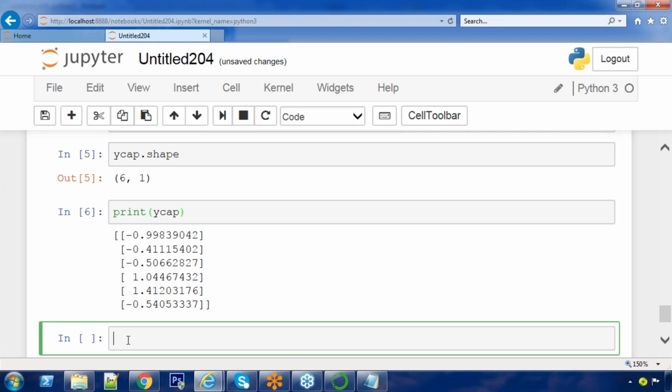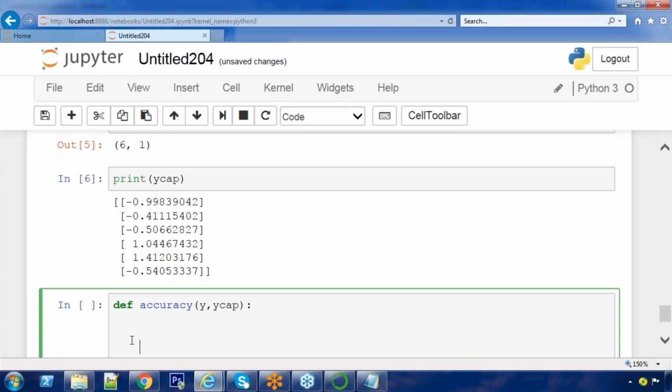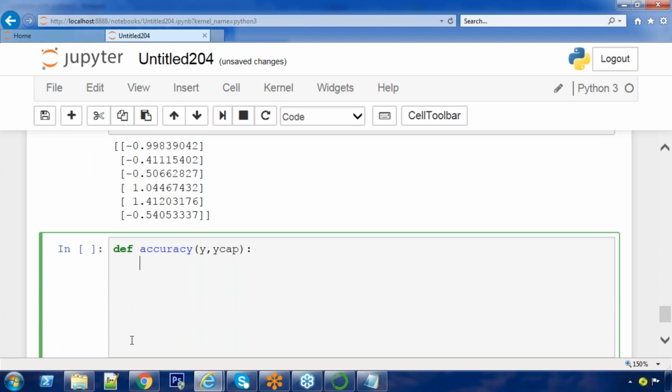That's why I am defining one more function, accuracy. The actual labels and predicted labels are given, y and y cap, as the two arguments. This is a regression problem. In a regression problem, accuracy is based on whether the prediction is good or bad. How can you say that? Based on the closeness expectation.